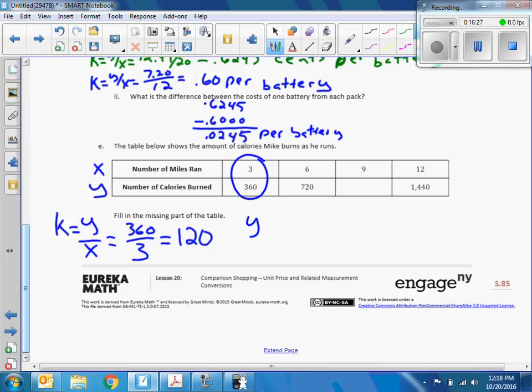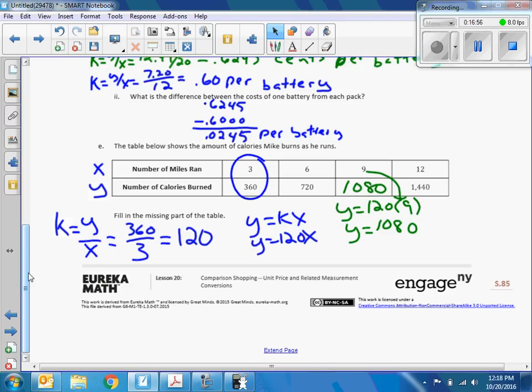That means Y equals K times X, so Y equals 120X. So if I plug in this 3, 120 times 3 is 360. 120 times 6 is 720. And to answer the question, I would say Y equals 120, and put this 9 right here, and multiply and get 1,080. Okay. Y divided by X gives us our rate, and so if you run 9 miles, it burns 1,080 calories.